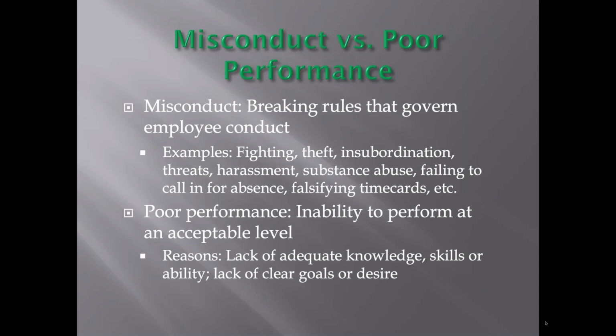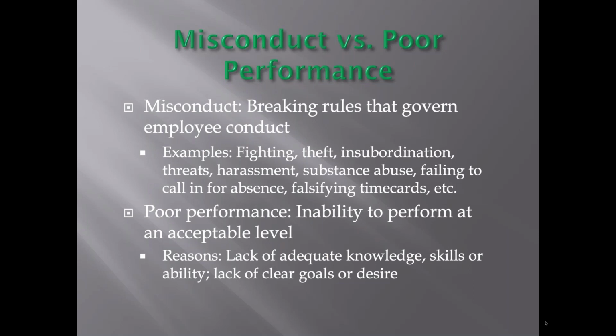So let's touch on misconduct versus poor performance. Let's make a distinction here between misconduct and poor performance. Misconduct is breaking workplace rules that govern employee conduct. Most employee handbooks contain a list of items that are considered misconduct. Some examples are fighting, theft, insubordination, threats, harassment, substance abuse, failing to call in for an absence, falsifying time cards, etc. Poor performance is the result of an employee either being unable or unwilling to perform the job at an acceptable level. There can be several reasons behind poor performance, including the lack of knowledge, skills, and ability, not understanding expectations, unclear goals, or just a lack of desire.